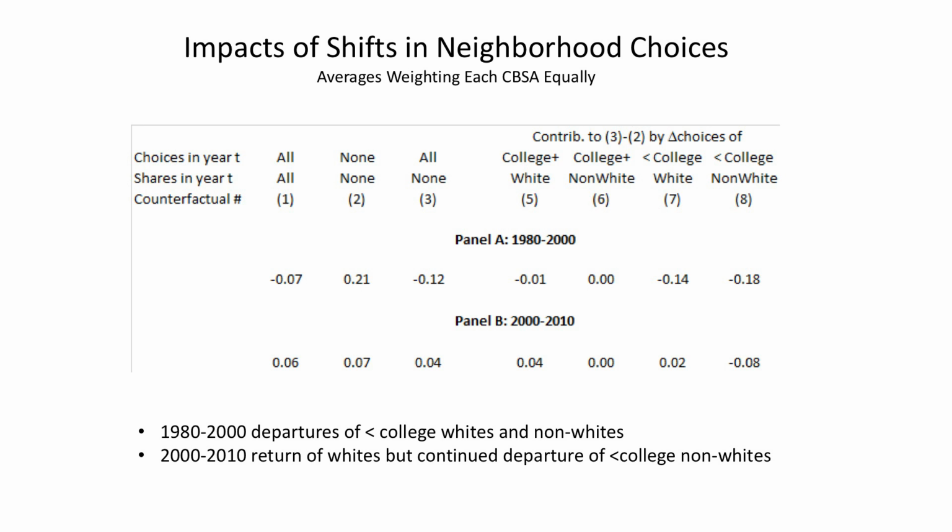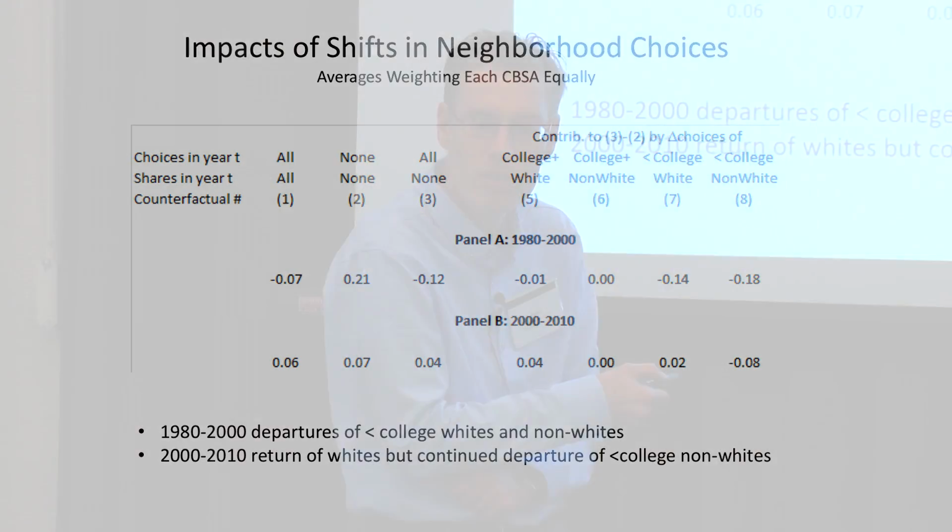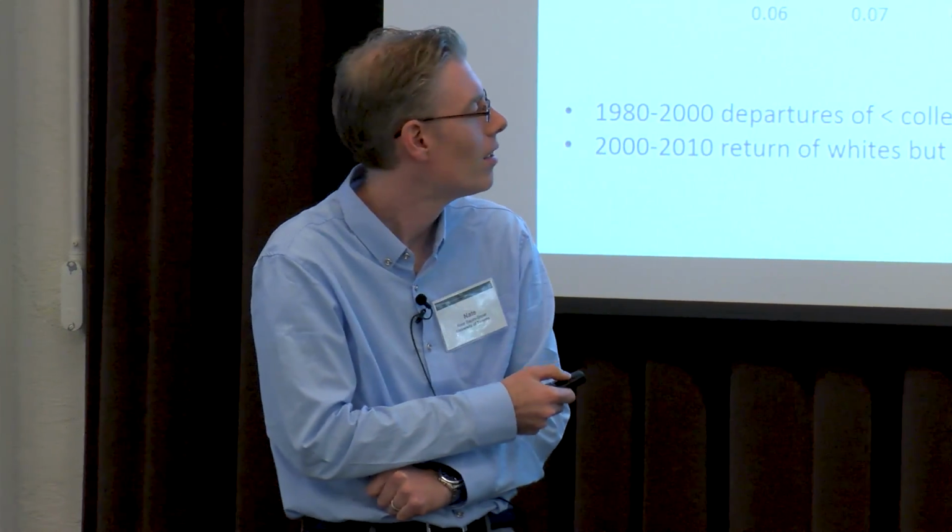And what you see is that the non-college non-whites and the non-college whites were leaving downtown areas in droves during this period and accounted for a lot of the population decline. But after 2000, the non-college minorities continued to leave in droves, and the others did not.